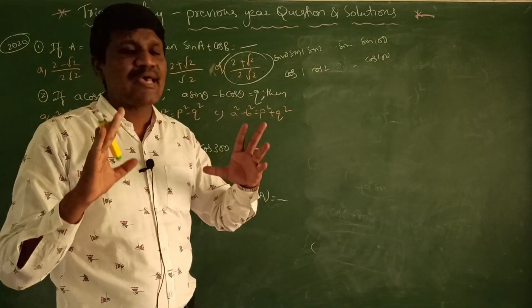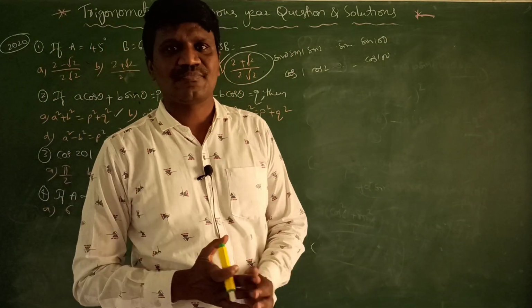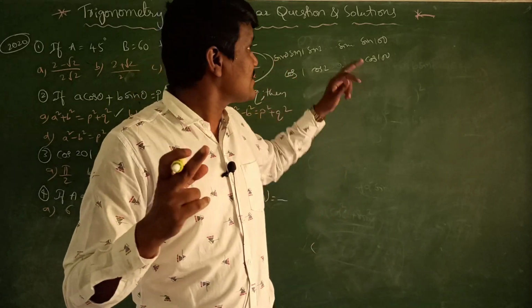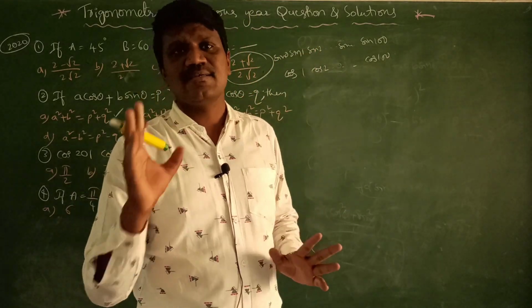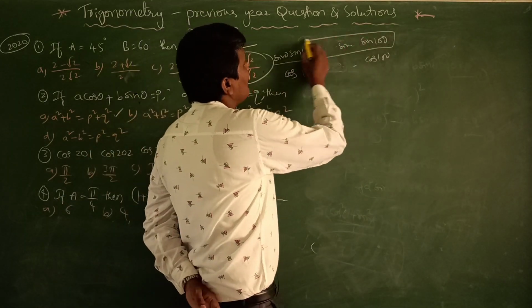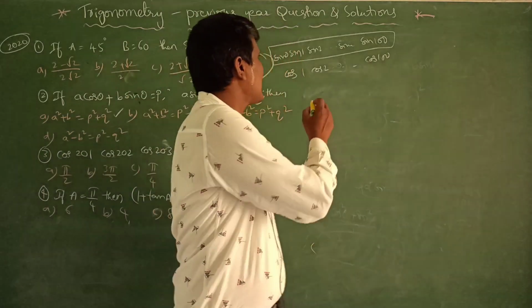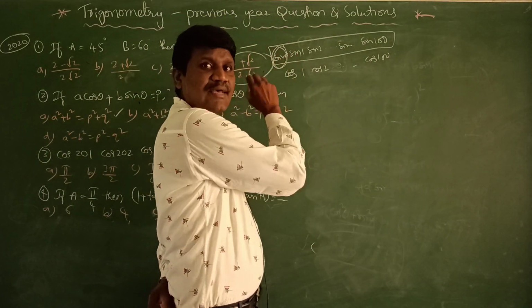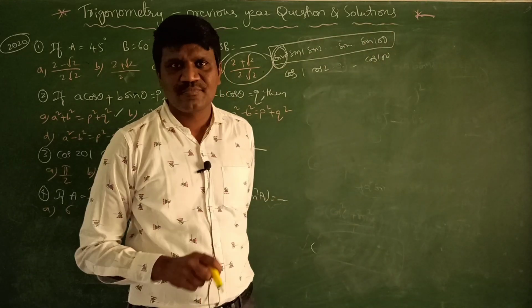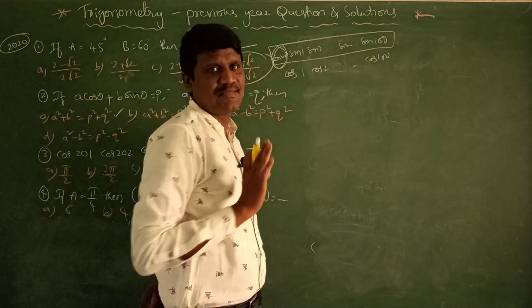So if the question is based on sin and cos, you remember students, the answer will be 0. How it is 0 means, if you observe this, somewhere you will find sin 0, and the value is 0. Sin 0 is 0, and 0 into anything is 0. So you need not solve it. Sin 0 into anything is 0.